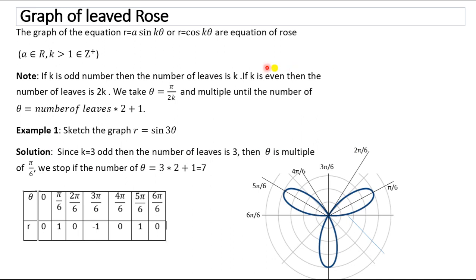Graph of roses. The equation of roses: r equals a sine k theta or r equals a cosine k theta, where a is a constant belonging to R, and k is greater than 1, belonging to Z plus, positive integers. Note, if k equals 1, the equation is a circle, but roses need k greater than 1.